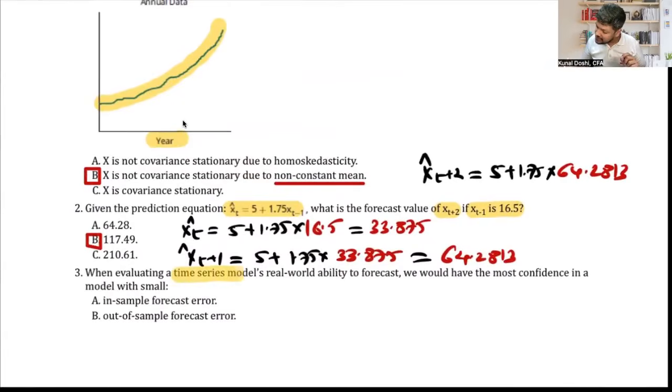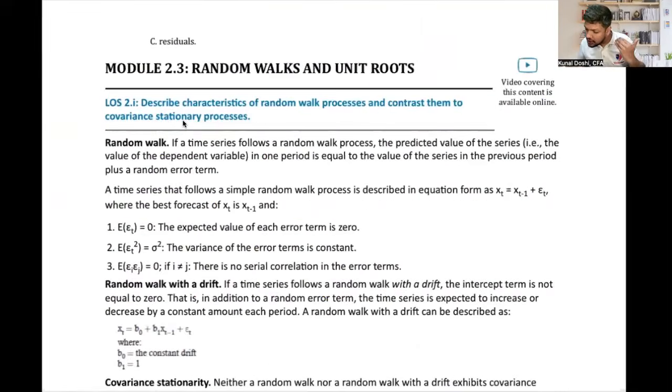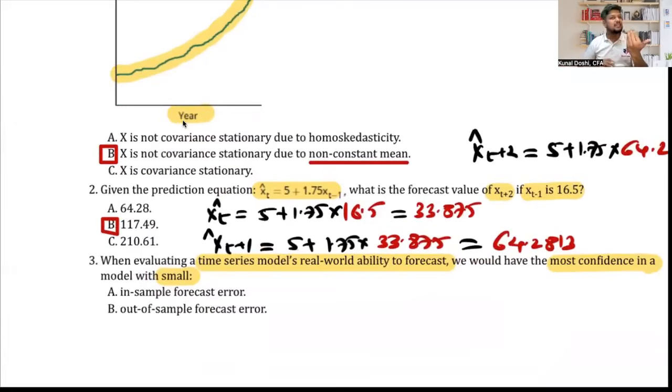When evaluating a time series model's real world ability to forecast, we would have the most confidence in a model with small error, right? Error will always be there, but we want less. Which error, in sample or out of the sample? Which type of error in terms of real world scenario? Out of the sample forecast. Yes, that is where we want it to be less.